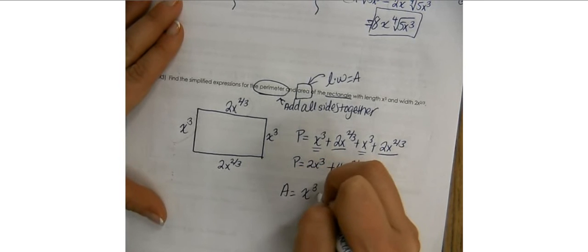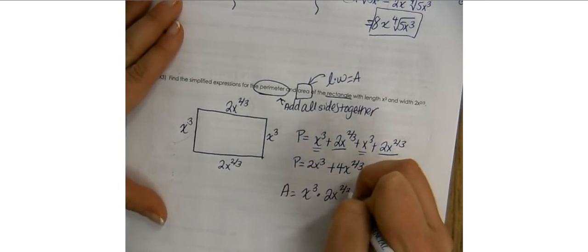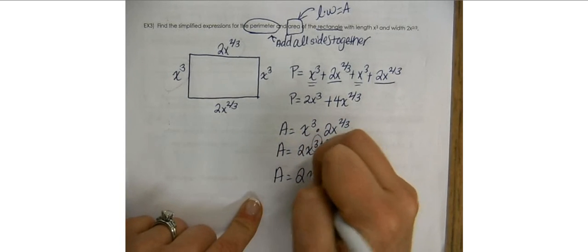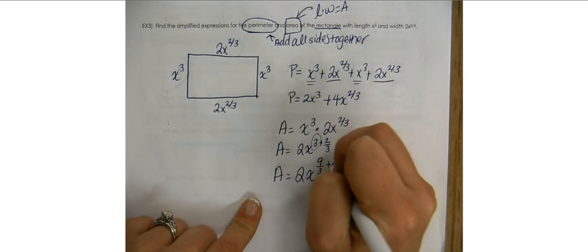So I'm simply going to multiply my length times my width. So that's going to be x to the 3rd power times 2x to the 2/3 power. Whenever you multiply two powers with the same base, you add your exponents. So that means I have 2x to the 3 plus 2/3 power. I need to make the 3 have a common denominator of 3. So I know that 3 times 3 is 9. So this is really 2 times x to the 9/3 plus 2/3 power.